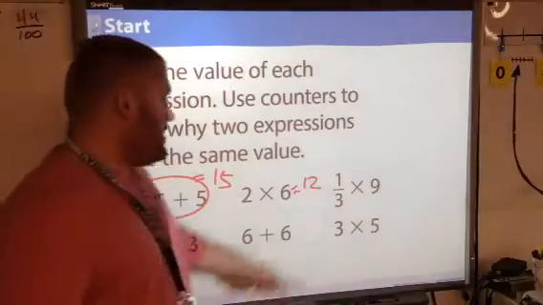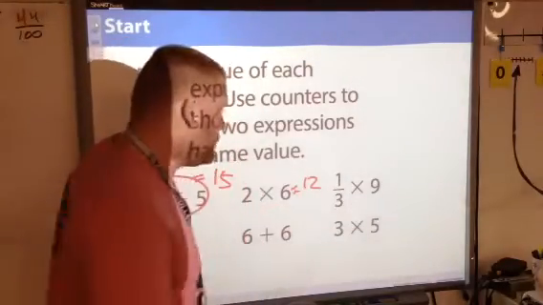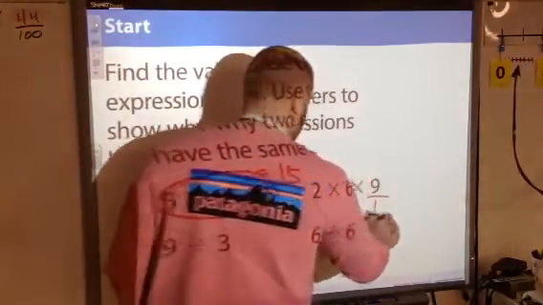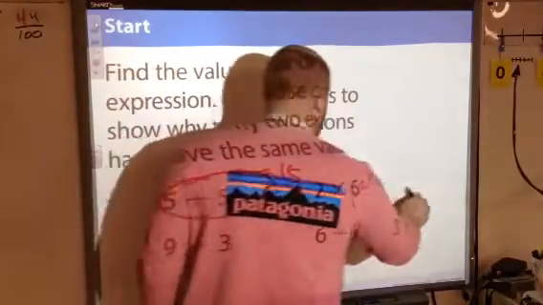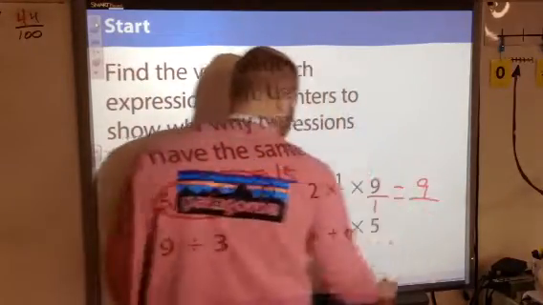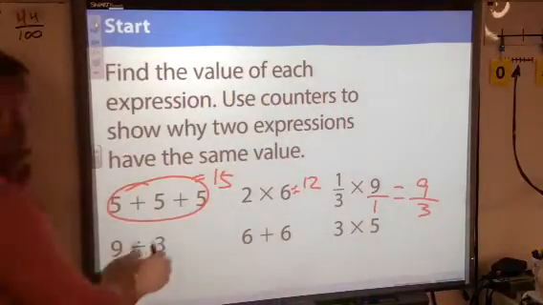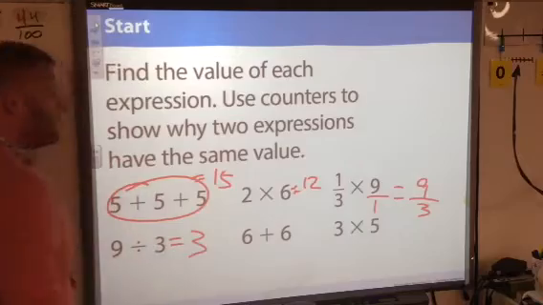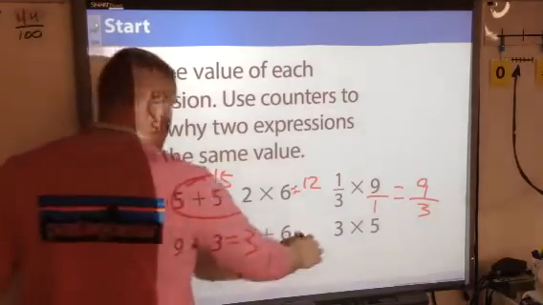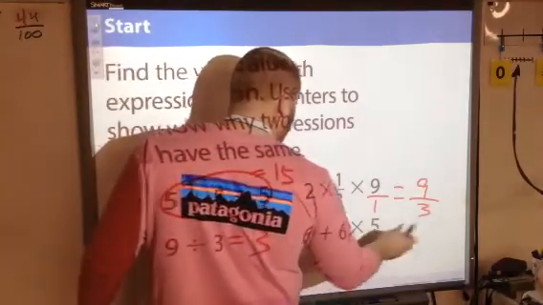We have a fraction times a whole number. We know that we can turn any whole number into a fraction by putting it over 1. Multiply across, and we end up with 9 thirds. We go to 9 divided by 3. We have 3. We go 6 plus 6. We have 12. We have 3 times 5.